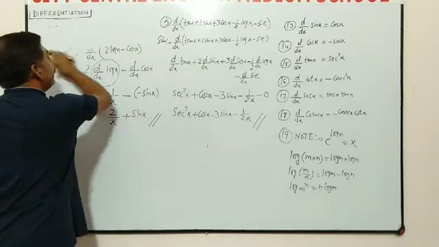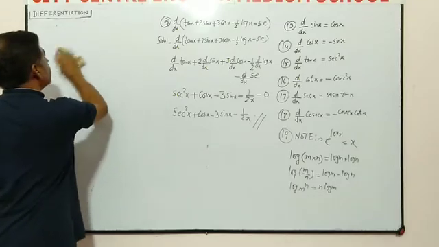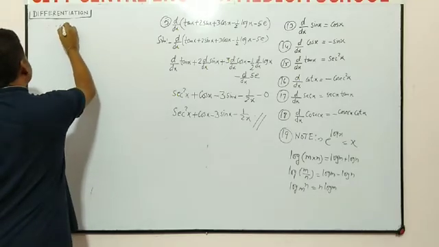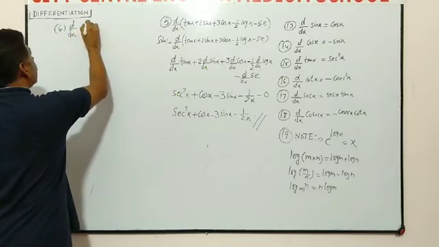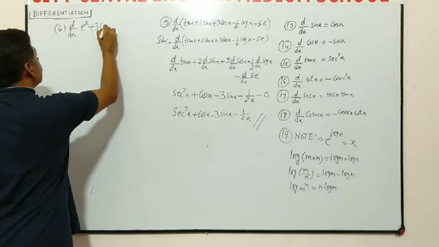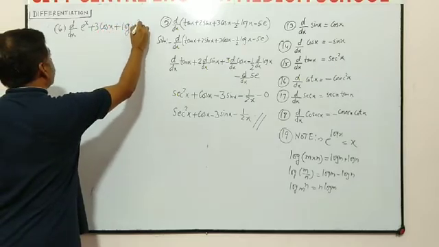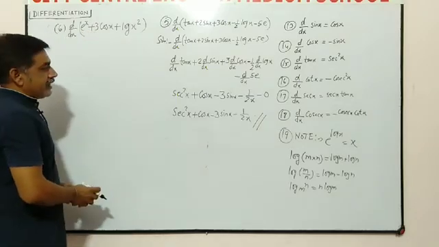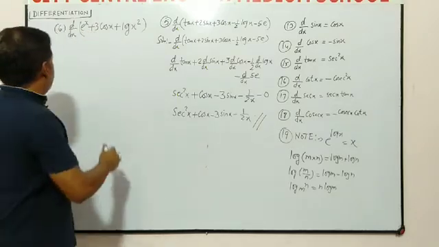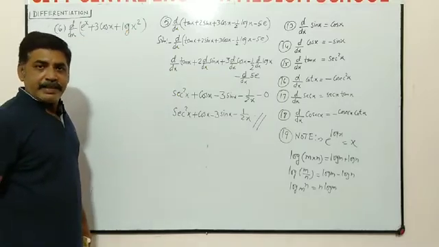Now we will see question number 6. Question number 6 is: find the differential coefficient of e raised to x plus 3 cos x plus log x square. This is question number 6. Clear? Now how many terms? There are 3 terms. Clear?